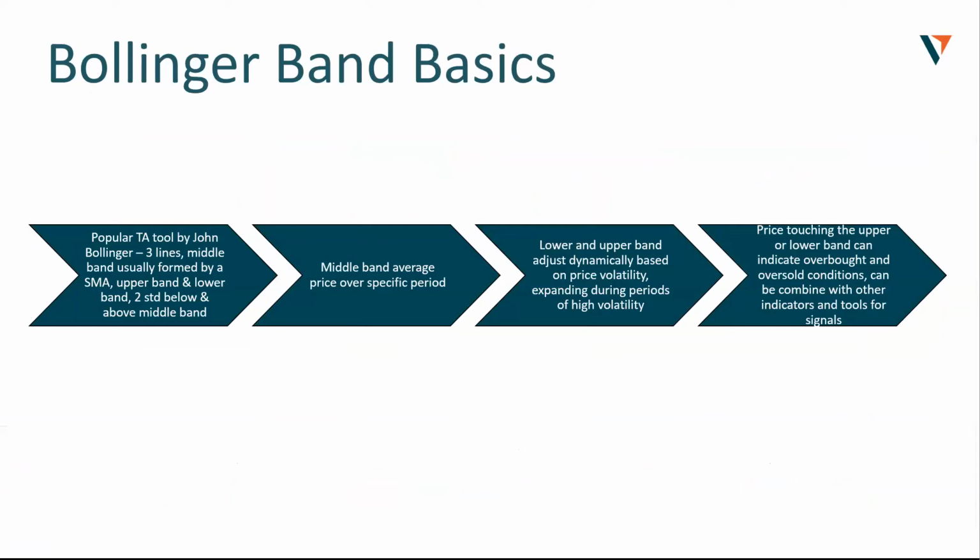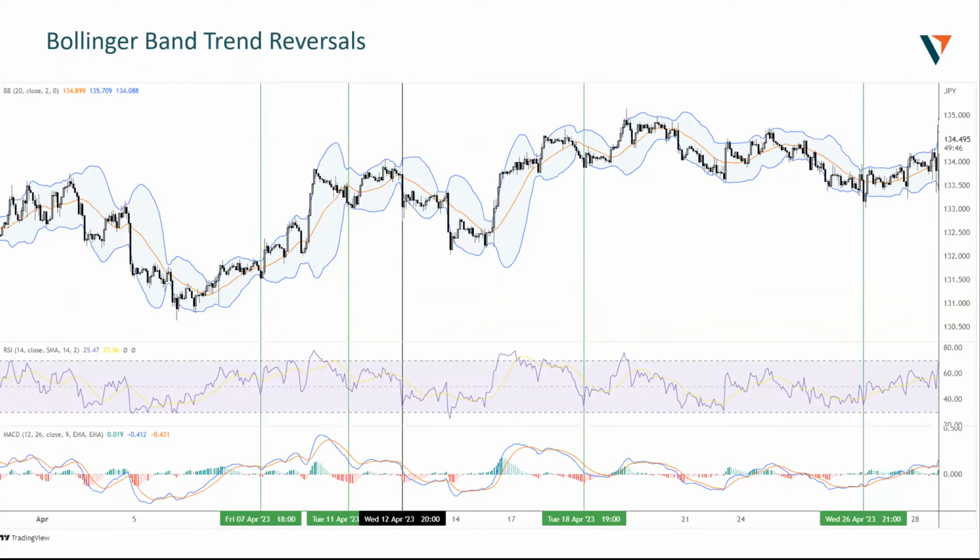Okay, and the next thing that we saw: the lower and upper band themselves are dynamic, which means they adjust according to price volatility. The more volatile prices are, the wider the width between the upper and lower band becomes. So during periods of high volatility, the width between them is much wider. But if you're seeing periods of low volatility, we are seeing a much narrower band, so the upper and lower bands are closer together.